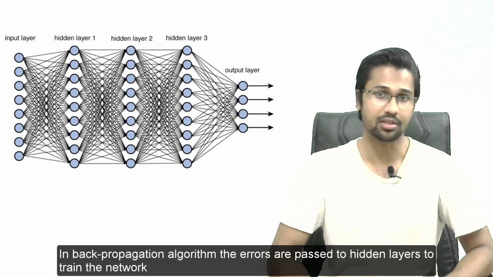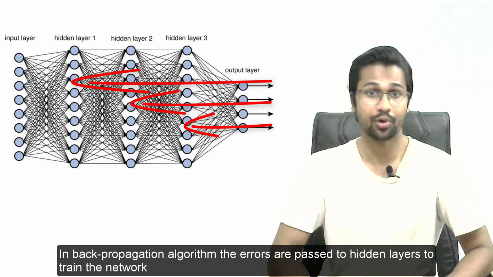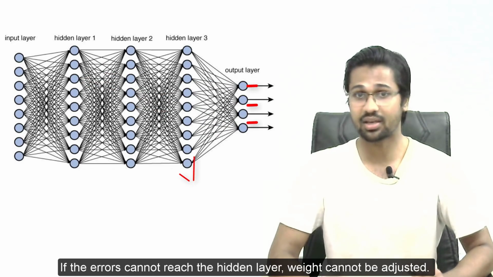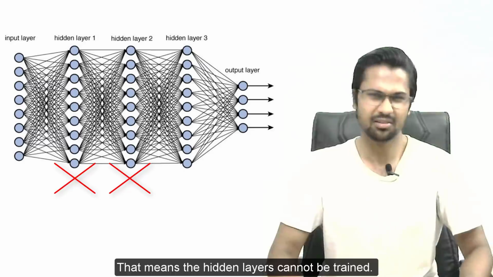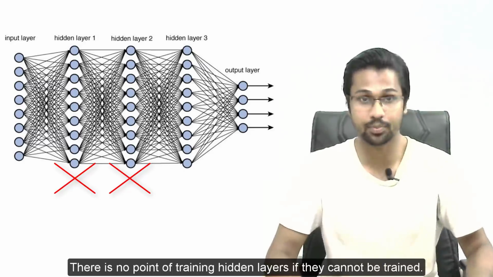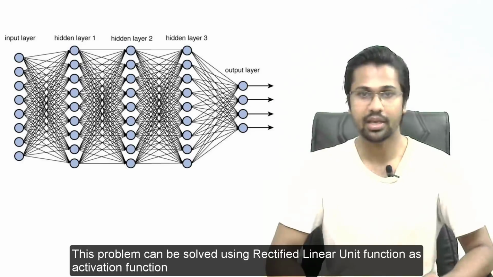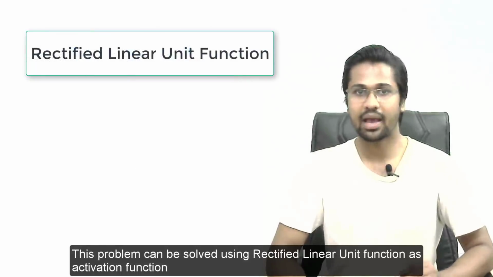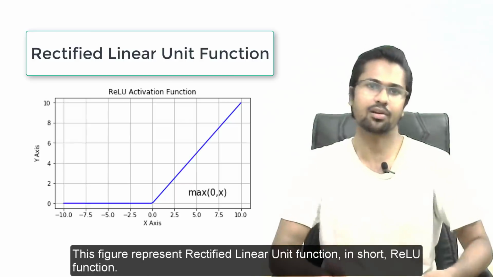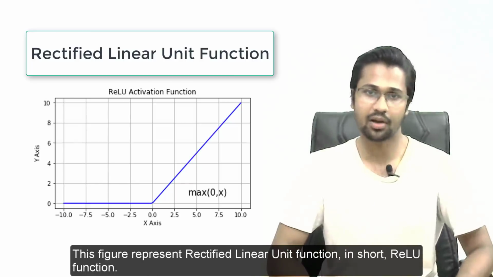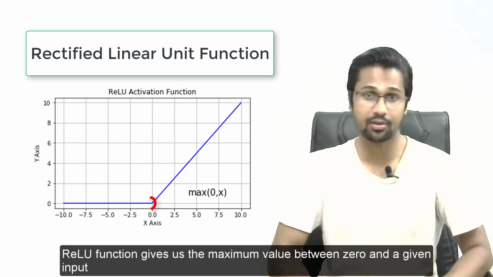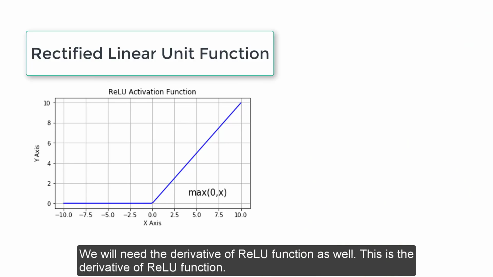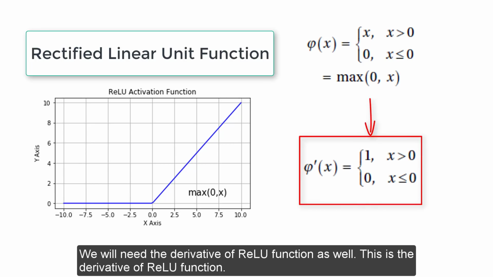In backpropagation algorithm, the errors are passed to hidden layers to train the network. If the error cannot reach the hidden layer, weights cannot be adjusted. That means hidden layer cannot be trained. There is no point of having hidden layers if they cannot be trained. This problem can be solved using rectified linear unit function as activation function. This figure represents rectified linear unit function, in short, ReLU function. The ReLU function gives us maximum value between 0 and the given input. We will need the derivative of ReLU function as well. This is the derivative of ReLU function.